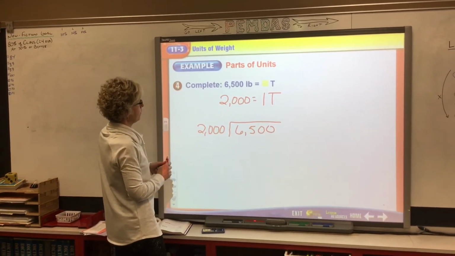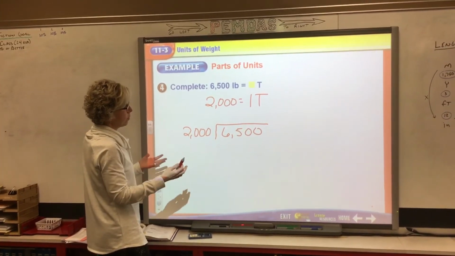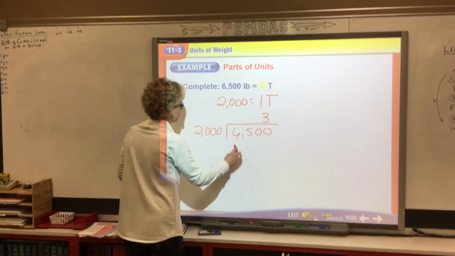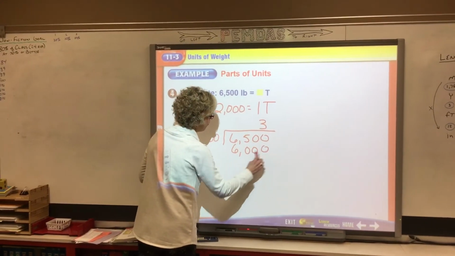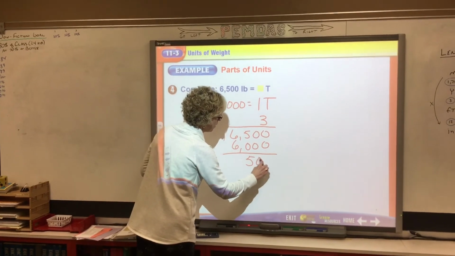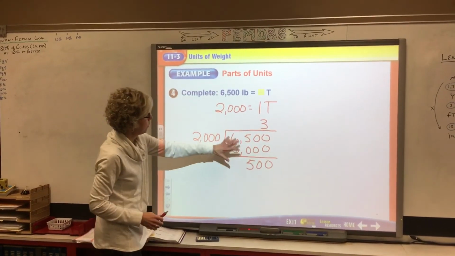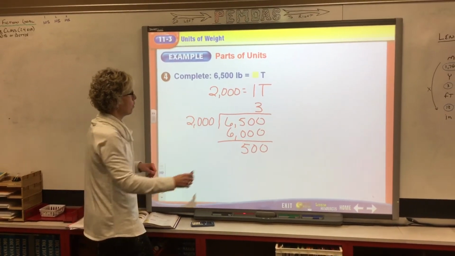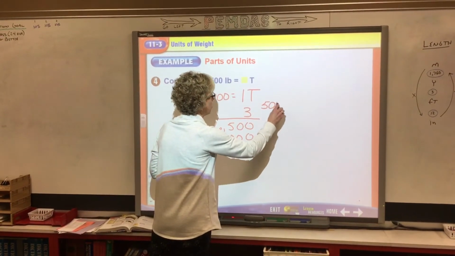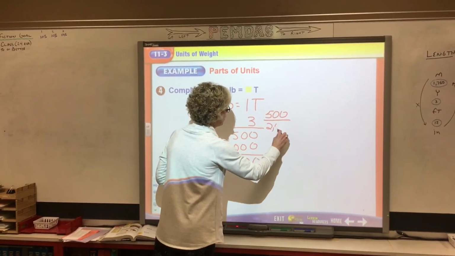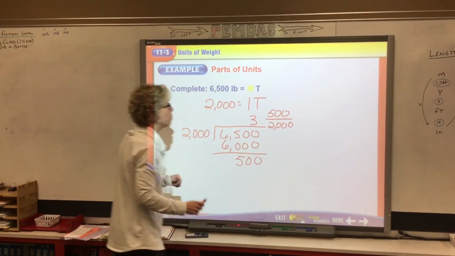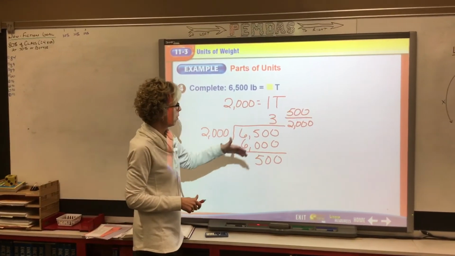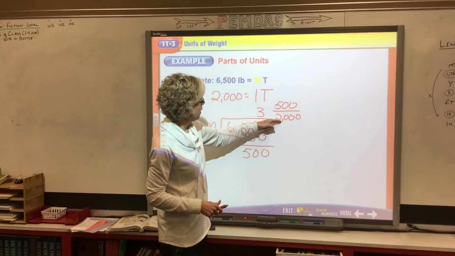So this one, we can go ahead and use mental math. Again, we know that 2 times 3 is 6,000, and we have this 500 remaining. When we're going to convert, and we've got this remainder, we're going to take our remainder, put it over our divisor. So we're going to put 500 over 2,000, and by looking at that, we know that we can simplify that fraction, okay?